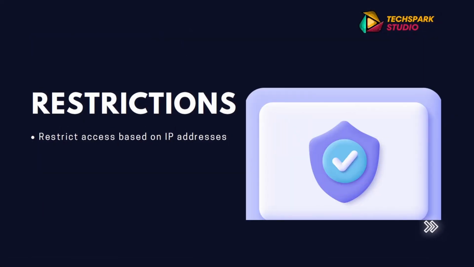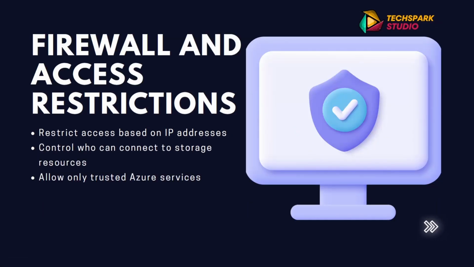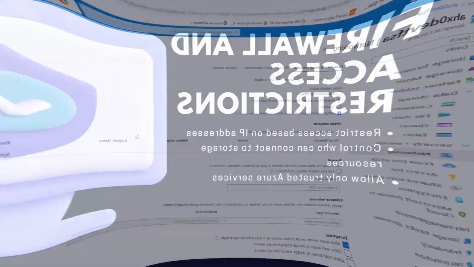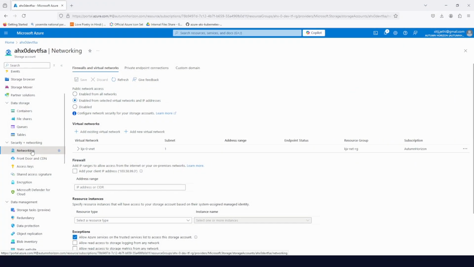Finally, let's cover firewall and access restrictions. Azure Storage account firewalls allow you to restrict access based on IP addresses, helping you to control who can connect to your storage account resources. To configure the firewall rules, let's move to the Azure storage account. Under Security plus networking, you can see Firewalls and virtual networks, where we have configured this private subnet. It is only allowing storage account access from the private subnet.